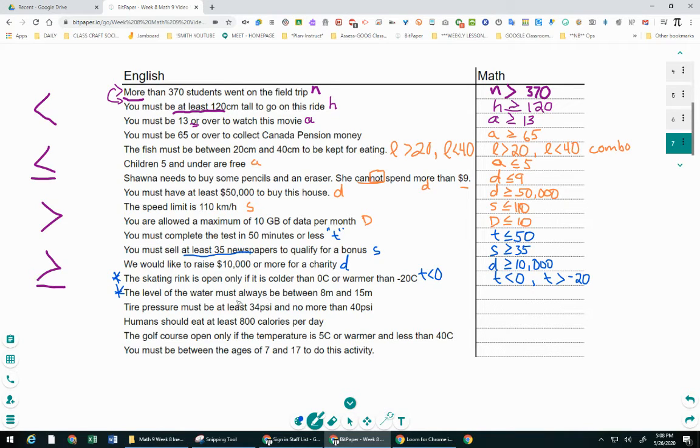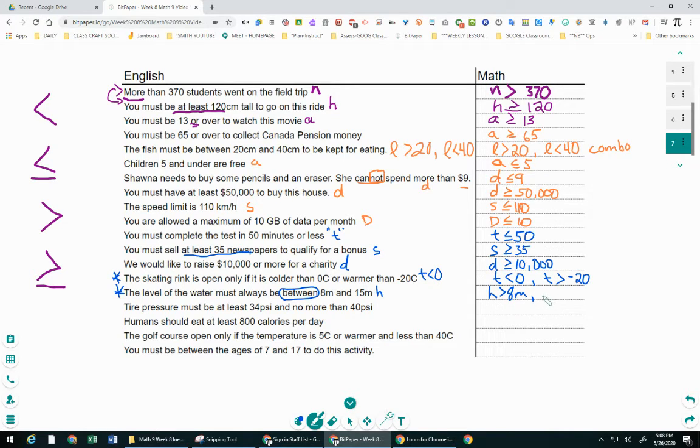All right. So another combo here. The level of water must always be between 8 and 15 meters. So let's use H for height. The height has to be greater than... it says between. So to interpret this really strictly, you can't have 8 meters. It says between 8 meters, so hopefully you'd have like 8.1 or even 8.09. There's no or equals to here. The height cannot equal 8 meters exactly. It has to be greater than 8.